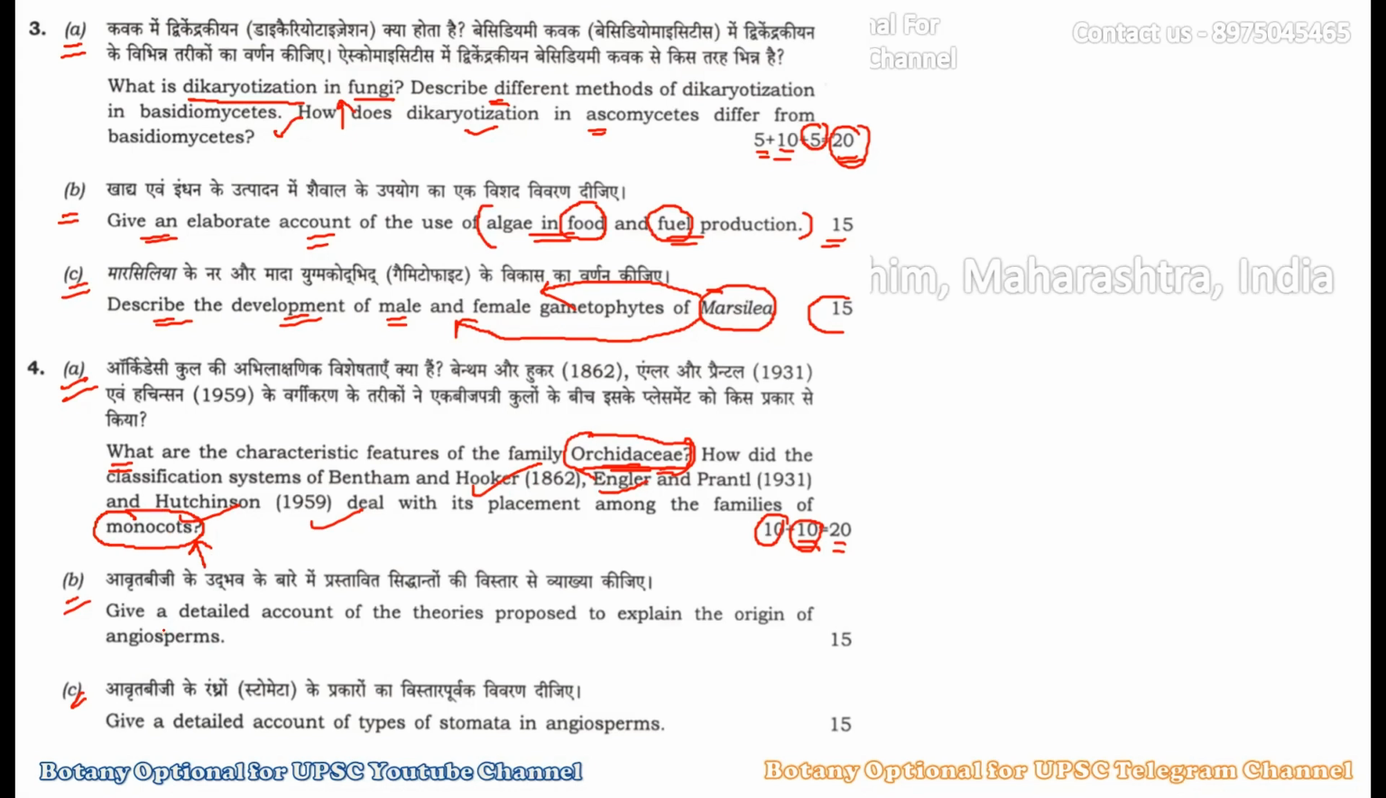Now, in B section, give a detailed account of the theories proposed to explain the origin of angiosperm. So, for giving the different types of theories of the origin of angiosperm, you will have the 15 marks, right? Now, in the third sub question, give a detailed account of the types of stomata in the angiosperm. And for giving this simple answer, that what are the different types of stomata that are found across the angiosperm, that is in the flowering plants, you will have the total of 15 marks.